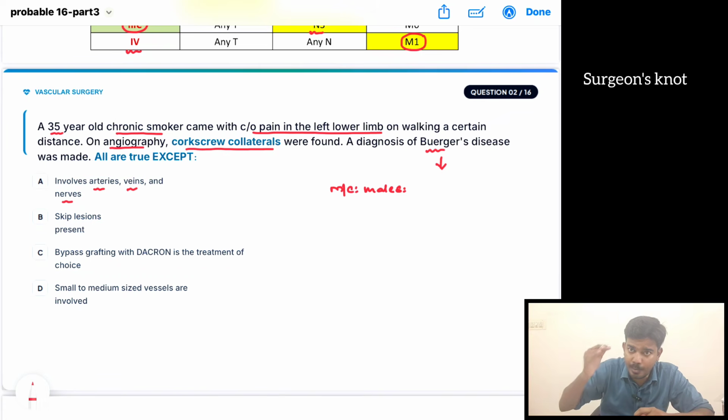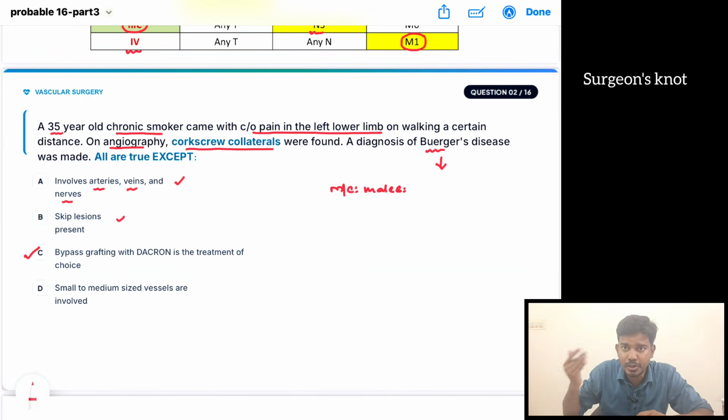It is segmental involvement we have studied, so இது correct. Skip lesions are present, segmental involvement skip இருக்கலாம், அதுவும் correct. Bypass grafting with Dacron is the treatment of choice. No, bypass grafting is the treatment of choice for atherosclerosis because it has occurred inflammation la irukanaala and the vessels la already romba inflame aanadala bypass grafting cannot be done in case of Buerger's disease. So adhaan correct answer.